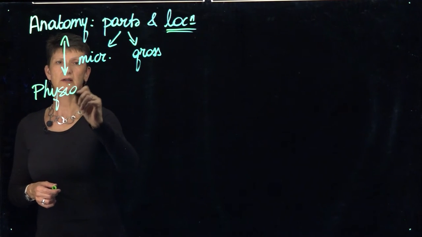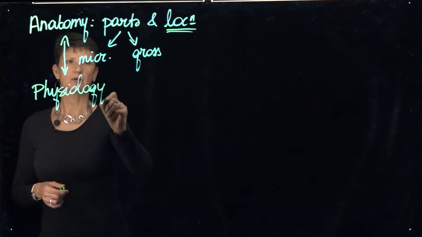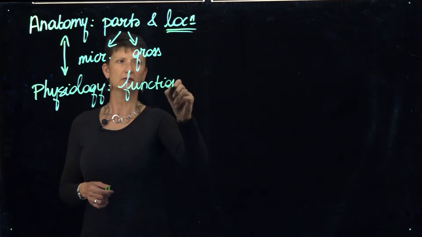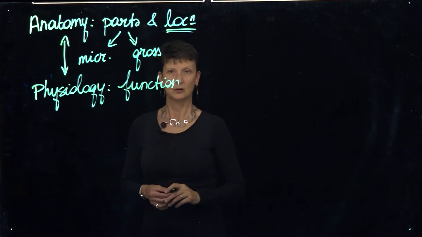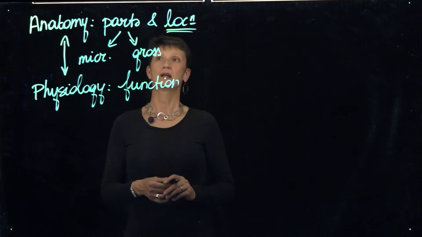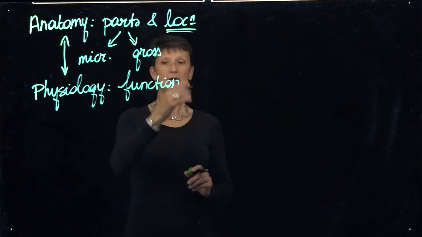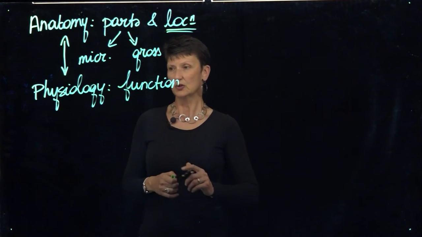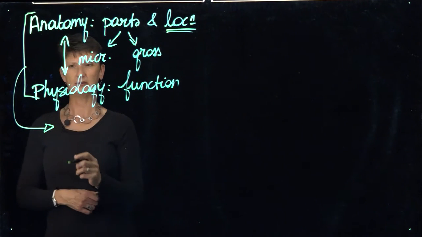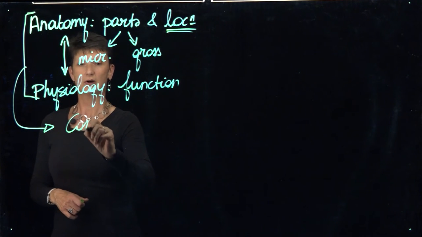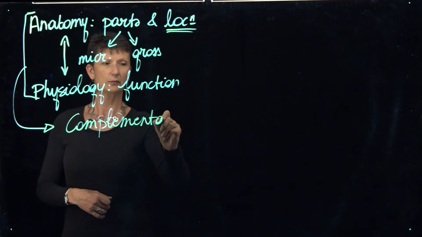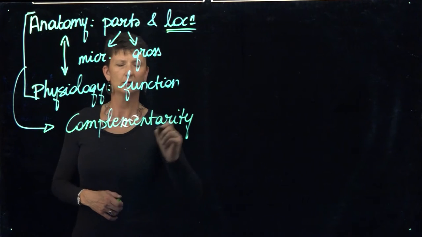And vice versa. We can't really study physiology, which focuses on the function of all these body parts, whether they're microscopic or macroscopic. We can't really study their function unless we know what they look like and where they're located. So we say that anatomy and physiology complement one another, or we talk about the complementarity of these two studies. They really can't do without one another.